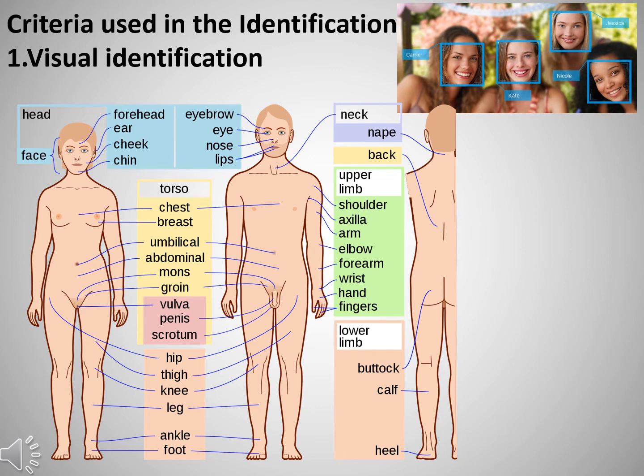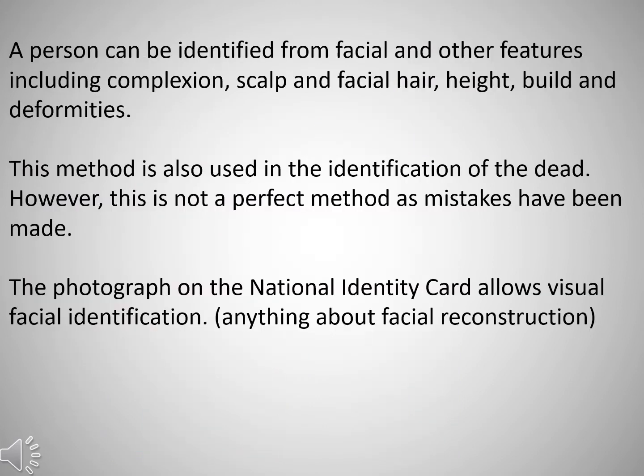First of all, we are going to talk about visual identification. In this diagram, we can see how visual identification takes place. A person can be identified from facial and other features including complexion, scalp and facial hair, height, build and deformities. This method is also used in the identification of the dead. However, this is not a perfect method as mistakes have been made. The photograph on the national identity card allows visual facial identification.